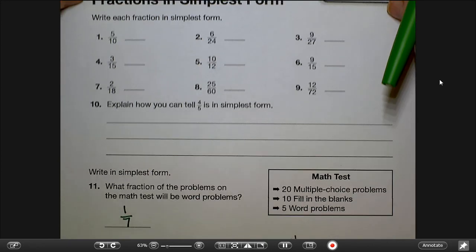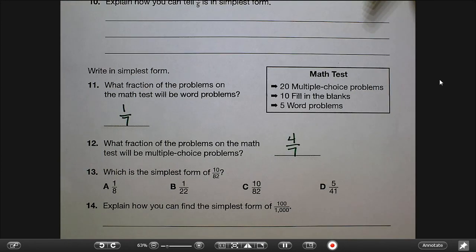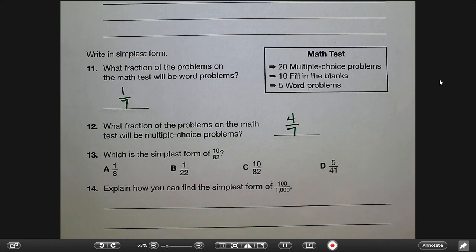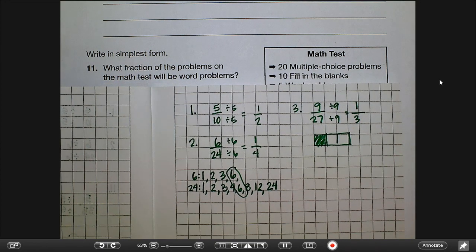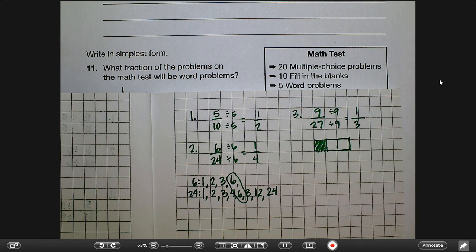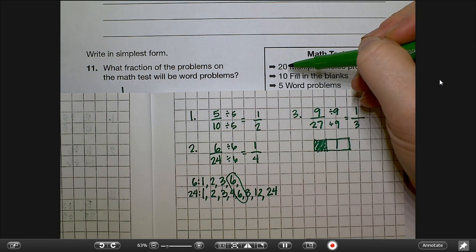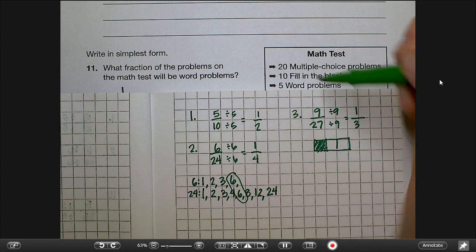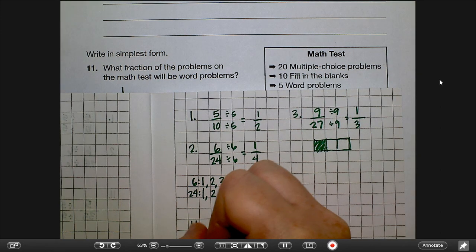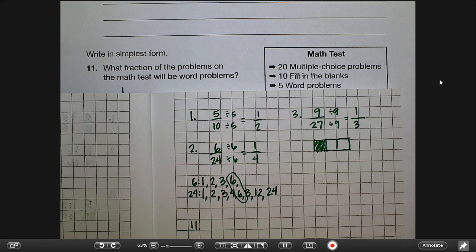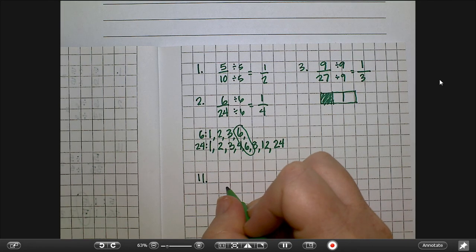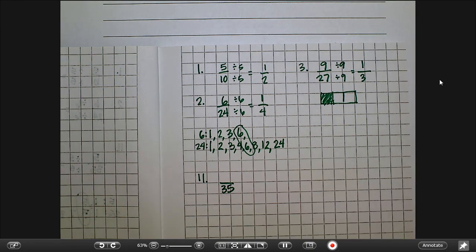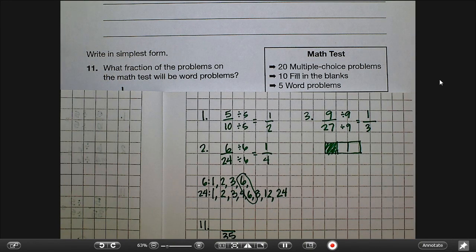Okay, now I've already worked these problems, but let's go through and practice it together. Okay, so we're taking a math test. Yay! And the math test has a certain number of questions. It's got 20, 30, 35 questions. And question number 11 on this worksheet wants you to tell me what fraction of the problems on the math test will be word problems. So total, I have 35 questions. And the number that are word problems, I have 5.